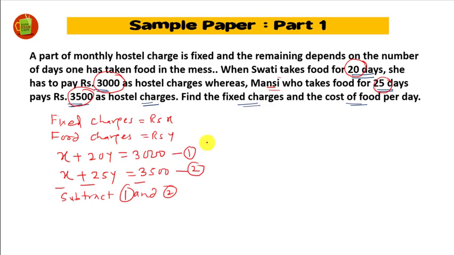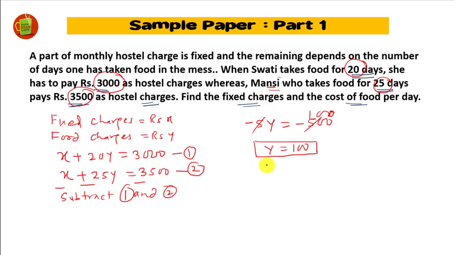20y minus 25y will be equal to minus 5y, which is equal to 3000 minus 3500, that will be minus 500. So 5 ones are 5, 5 zeros are 0, so y is equal to 100. This is the first step, so highlight this first step. It is very important, so don't forget to highlight. So y is equal to 100. What is y? y is the food charges. So food charges are rupees 100.